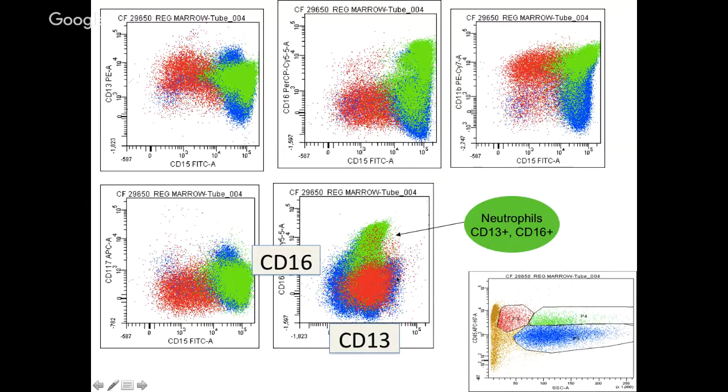As they mature to promyelocytes, they lose 16, and they become myelocytes, they lose 13, and they become neutrophils, where they are strongly positive for both 13 and 16. Now this is the maturation pattern of the myeloid series cells from blasts to myelocytes to neutrophils.